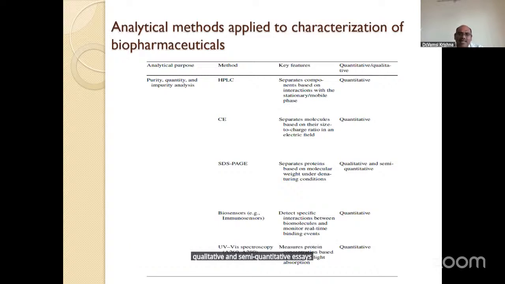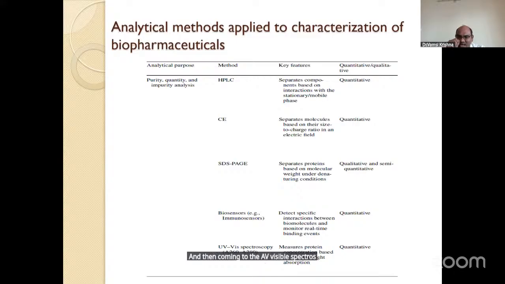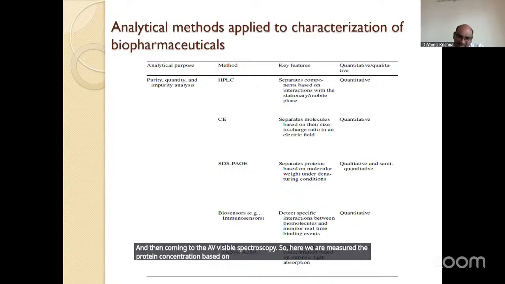And biosensors like immunosensors we use to detect specific interactions between biomolecules, and to monitor the real-time binding events of biopharmaceuticals. And then coming to UV-visible spectroscopy. Here we measure the protein concentration based on their intrinsic light absorption, generally at 260 nanometers and 280 nanometers. This is a quantitative aspect.